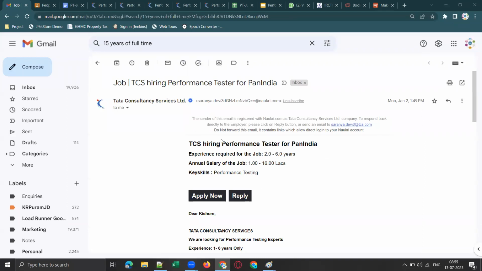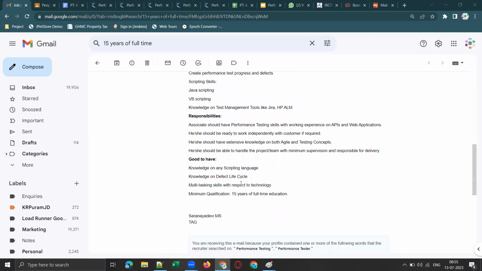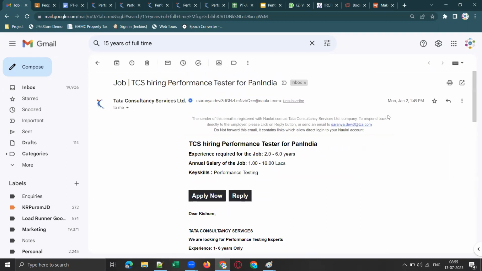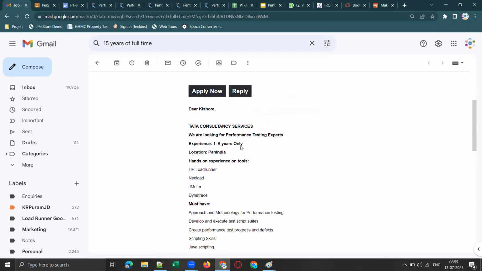So the minimum qualification for a software testing career, not only performance testing, by the way, is 15 years of full-time education, as you can see here. This is a mail from TCS that I received in January, right? Still it is the same. There is no change over here, guys. All they are looking for is 15 years of full-time education, and see the experience range 1 to 6 years, right? That means even if you have 1 year experience, that is fine.